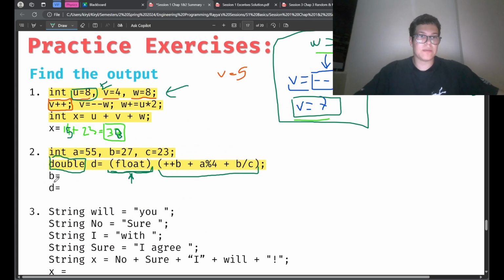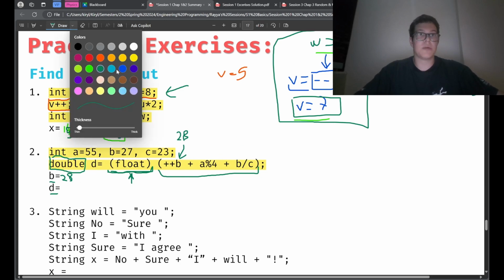We need to find the value of b and the value of d. Immediately, I see the only thing that will change the value of b is this plus plus right here. Because it's a prefix, I'm going to change it, then use it. So the change will turn it into 28, because 27 plus 1 equals 28. So b is going to be equal to 28. Scanning again, nothing else changes the value of b, so I know that b will be 28.